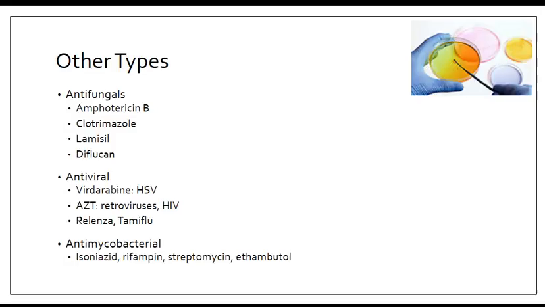Vidarabine is for herpes. AZT is for HIV. It's supposed to slow down the replication process. Relenza and Tamiflu are used for the influenza virus now. The antimycobacterial drugs for TB are listed there. Make sure you know those.